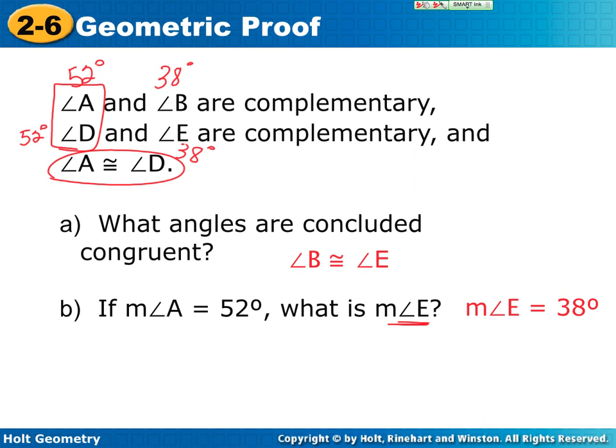It depends which angle. If I would have given you what angle B is, like 70 degrees, then angle E would be 70. It would be the same. But because of which one I gave you, it wasn't the very same measurement. So I kind of mixed up the example a little bit on that one.